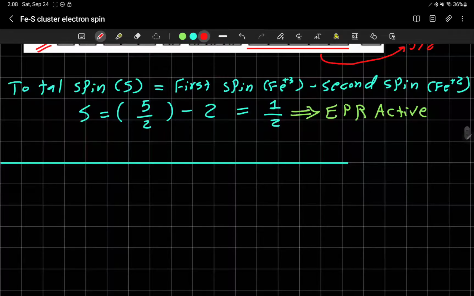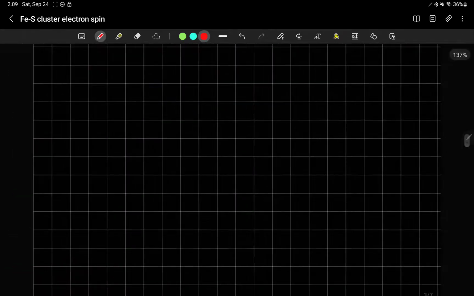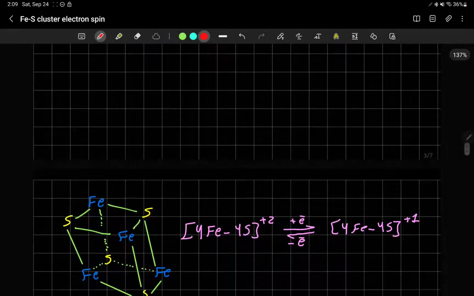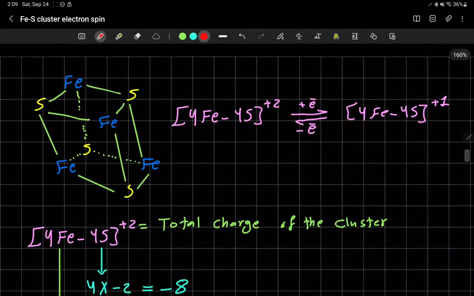Continuing, the total spin would be the spin of the first iron, as we've seen before, and the second one here, minus the second one. So if you calculate it right here, 5 over 2 minus 2 will give you a half, which will be EPR active in this case. It's not 0.